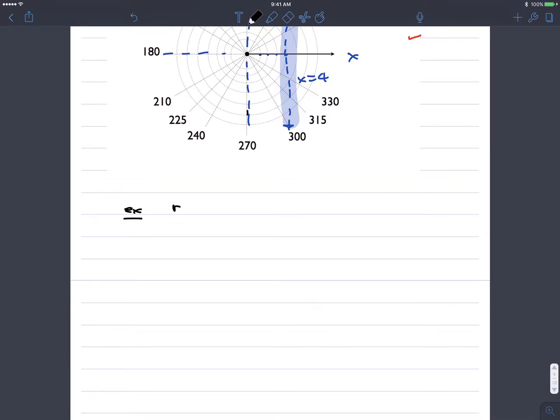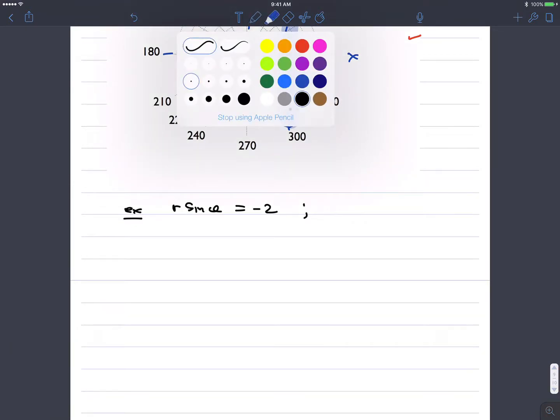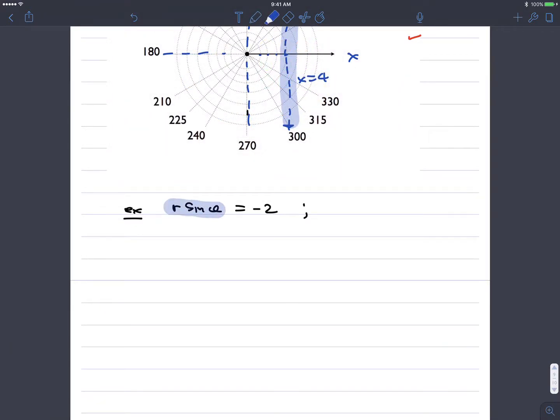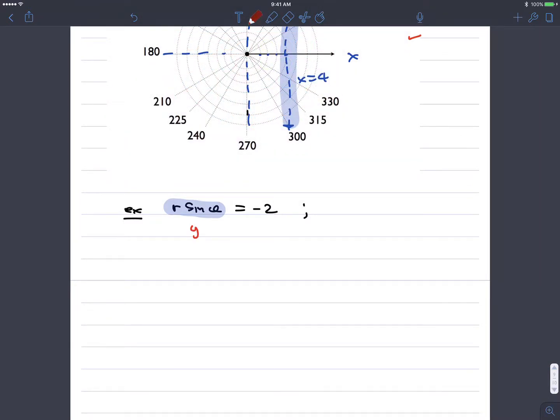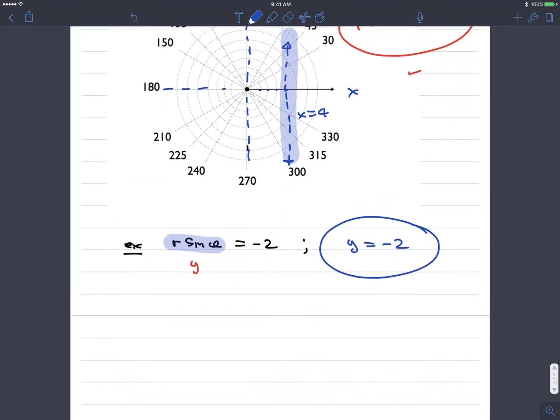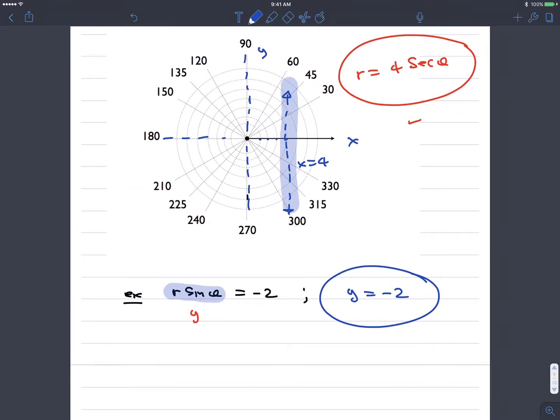Similarly, if they give you r sine theta maybe is -2, what they want you to recognize at first is right here. See r sine theta? What's that? That's y. So you can say, oh, they mean y is -2. So if I go back to the prior graph here, and we had to really graph this, -2 for y would be 1, 2, right here.